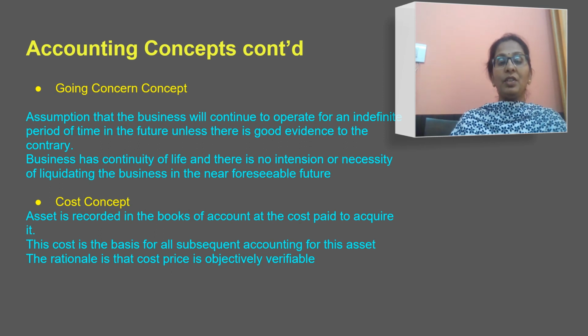The next assumption is the cost concept. Under this, whenever we record the purchase of an asset or any equipment, we record it based on the historical cost, meaning the cost that we incurred to buy the equipment. We don't take estimated prices or future imaginary figures. So any event has to be recorded based on the cost or expenses incurred for it. That is called the cost concept.